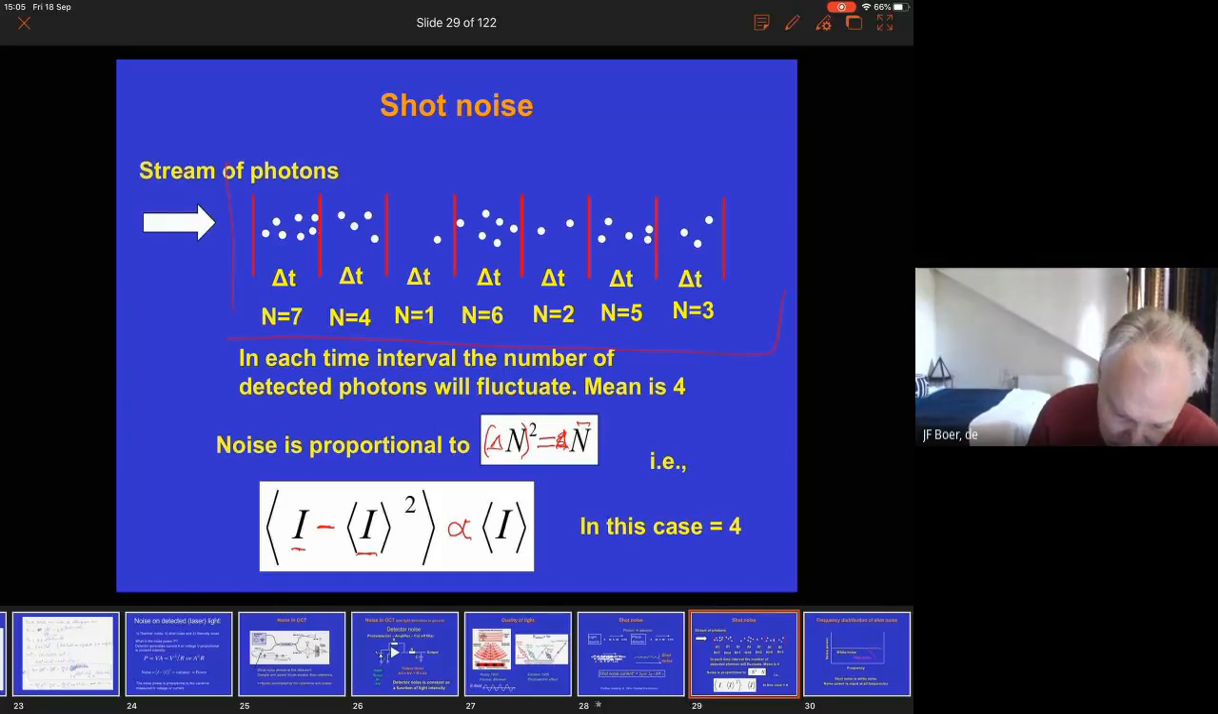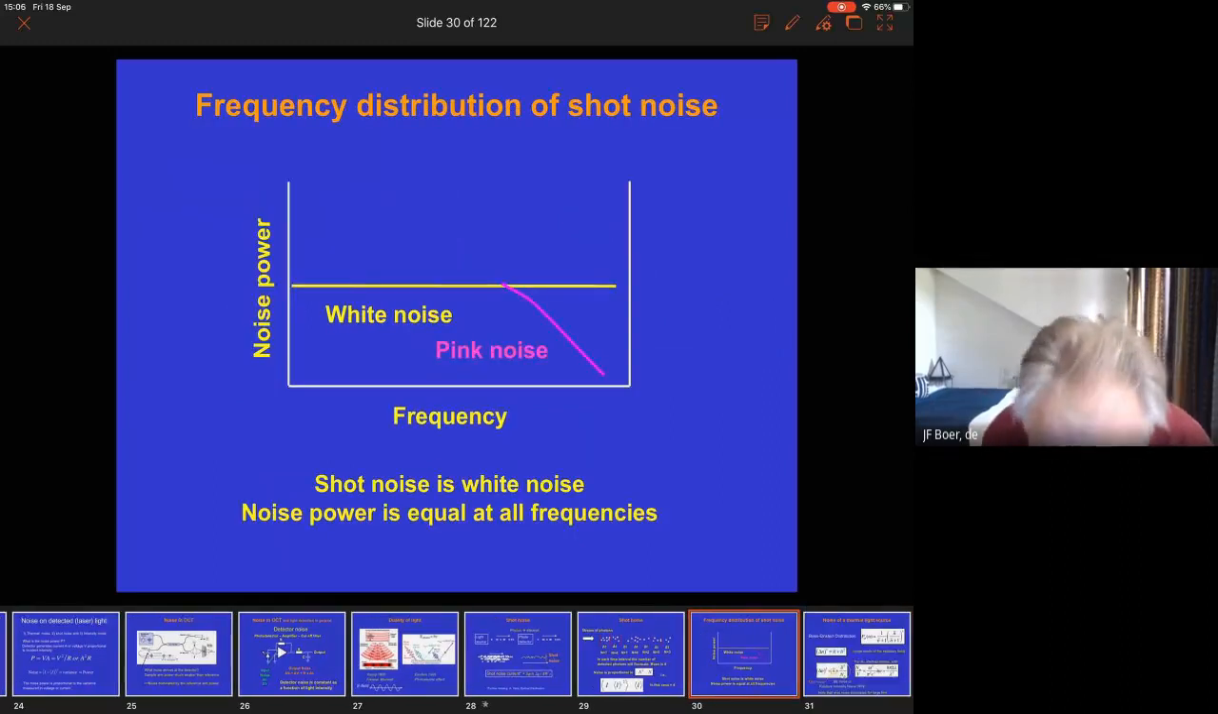In other words, if I take the intensity and I subtract the mean from it, and I take the square of that part, and I do that for every bin that I have, then that term is proportional to the intensity itself. In other words, the noise squared is linearly proportional to the intensity. The other important thing is that in general we have to analyze noise in frequency bands.